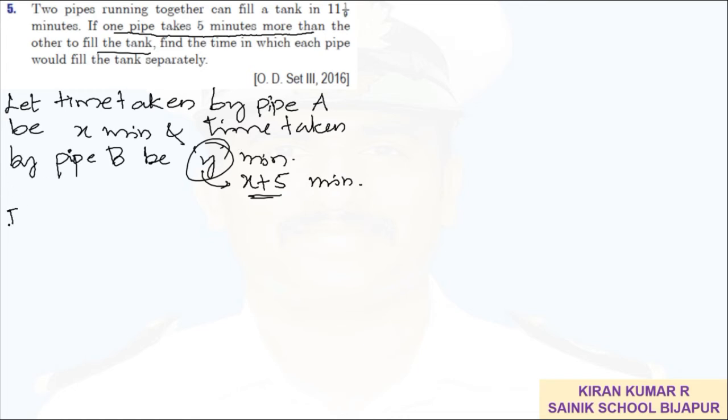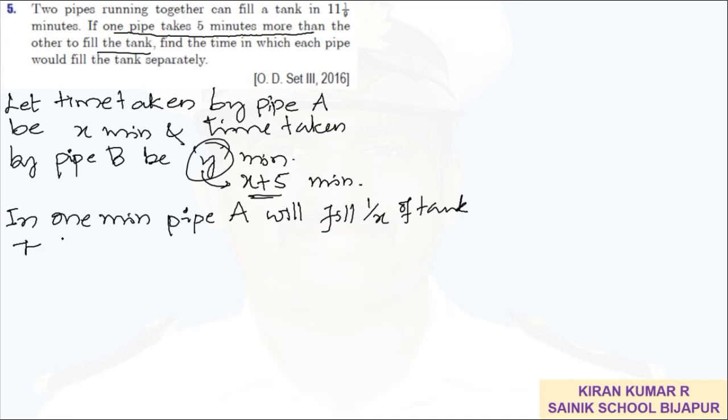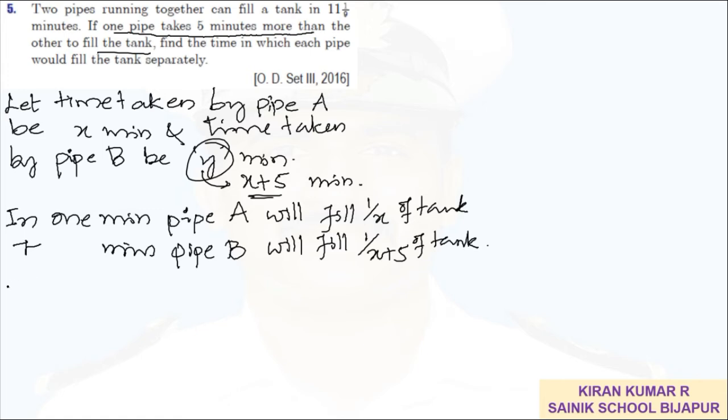So from this I can get in 1 minute pipe A can fill 1/x of the tank. Same way, in 1 minute pipe B will fill 1/(x + 5) of the tank. So in 1 minute pipes A and B together will fill 1/x + 1/(x + 5) of the tank.